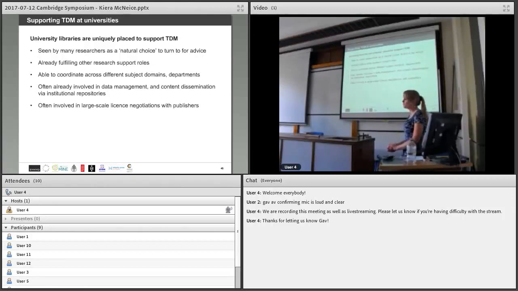Central libraries are able to coordinate across different university departments. Again, something that many libraries are doing already in other aspects, and this will really help to bring together people who are doing text and data mining in one field or another and will be able to share learnings.